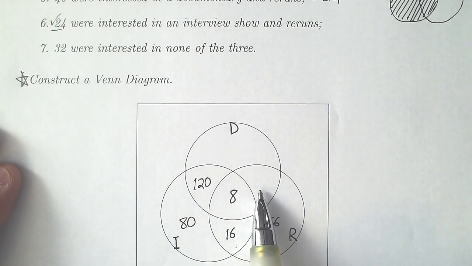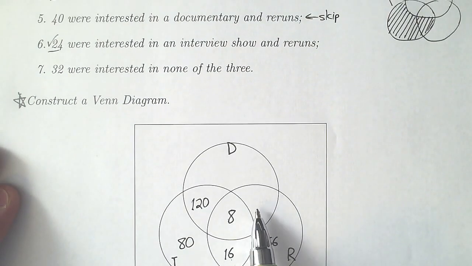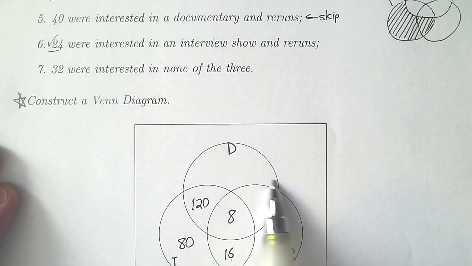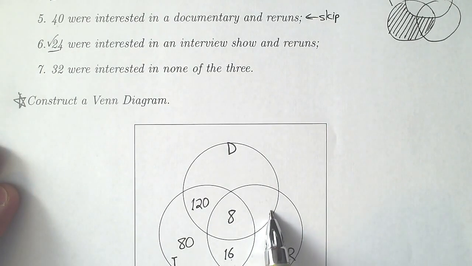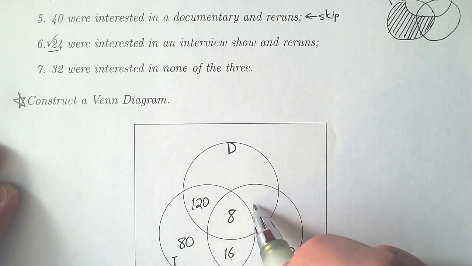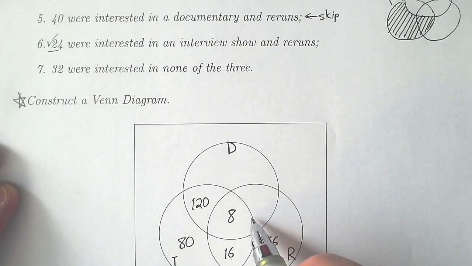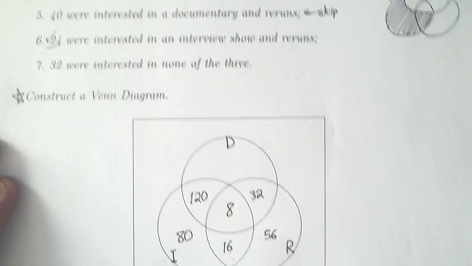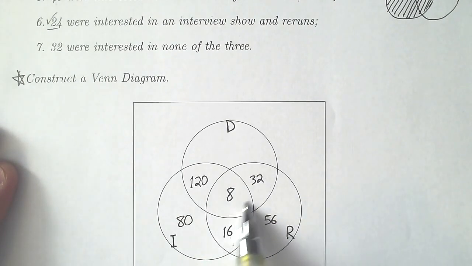Actually, that makes me think now we could go back and answer that previous one, couldn't we? Because when I was looking at the 40 and I was concerned that we didn't have enough information, now we can do it. The total here needs to be 40. I already have 8, so this has to be 32. That makes sense because now this is a total of 40.